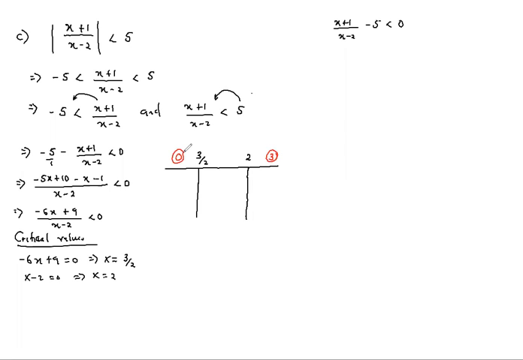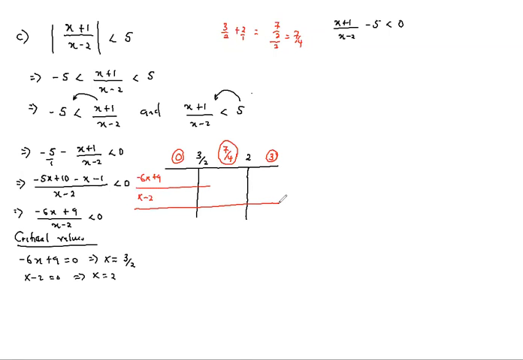And then to find the middle number between 3/2 and 2, we can add them, and after that, we'll divide by 2. So when we add them, we get 7/2. Then we divide by 2, so it becomes 7/4. So 7/4 is in between. Then from there, we now pick negative 6x plus 9 and x minus 2.